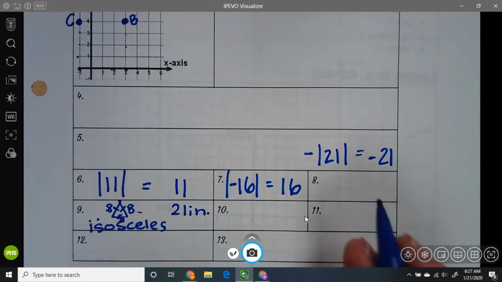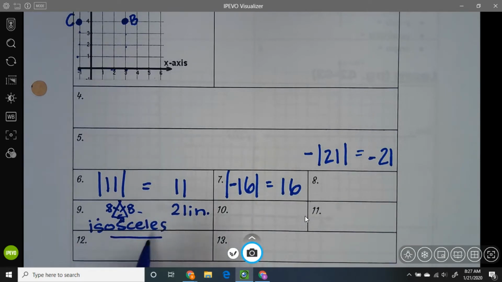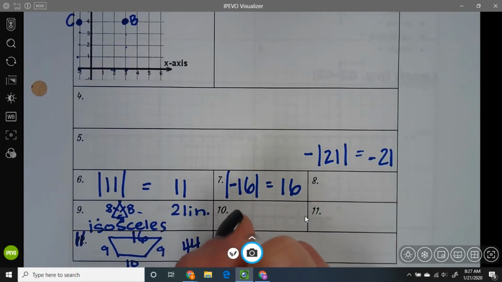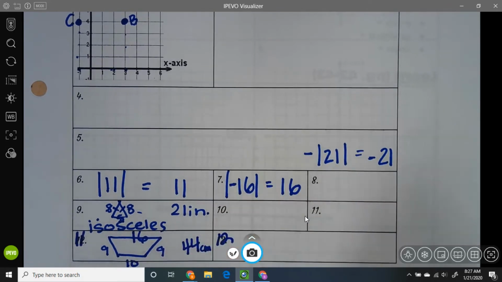And then if it says it's an equilateral triangle, that means all sides are equal. A trapezoid would mean I have parallel sides, and that these sides would be equal. So those are 9 and 9, 10 and 16. This is 11. Then you could find the perimeter and add it all up, which would be 44 centimeters. I'll change that one to number 12.